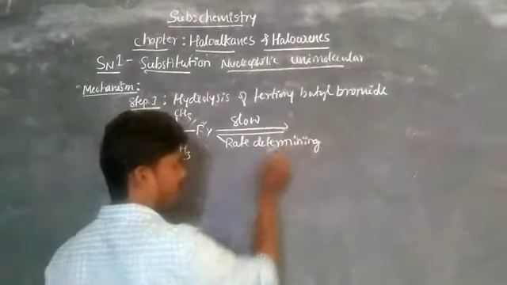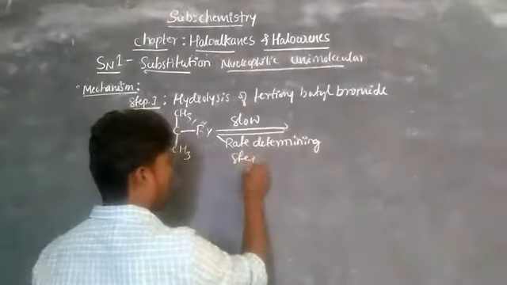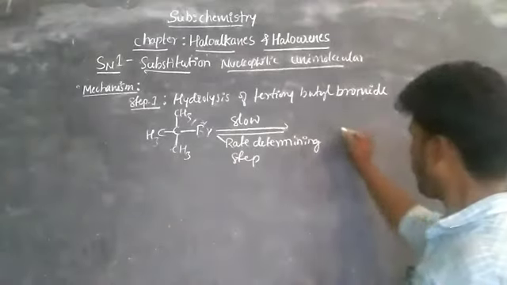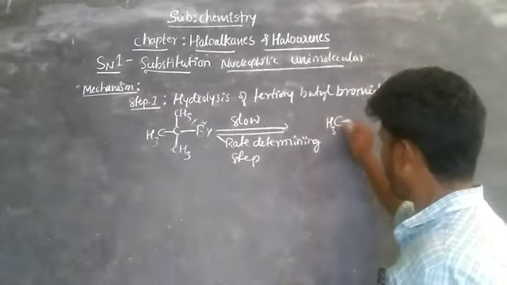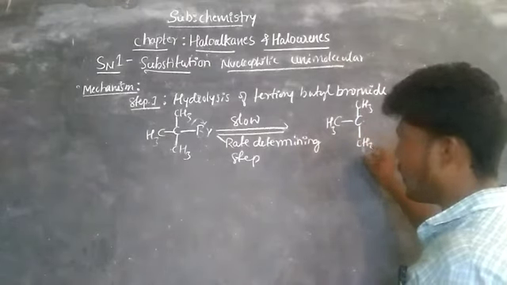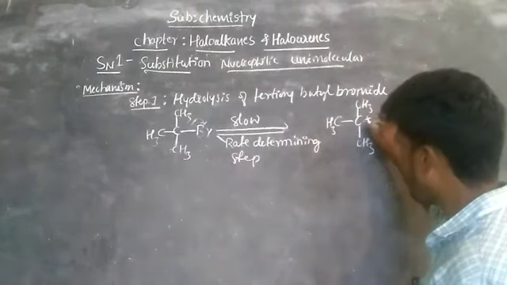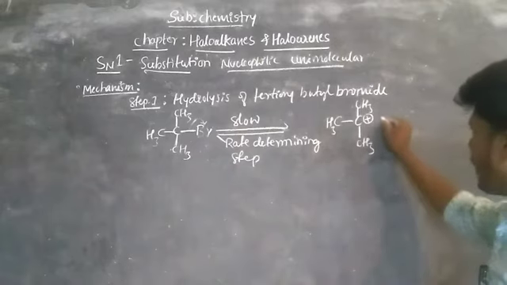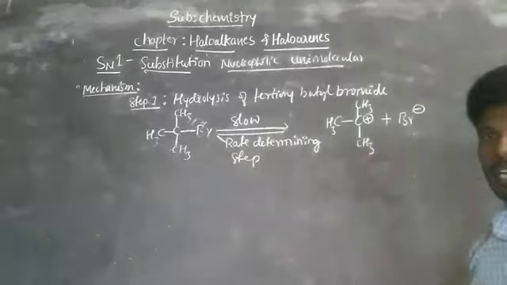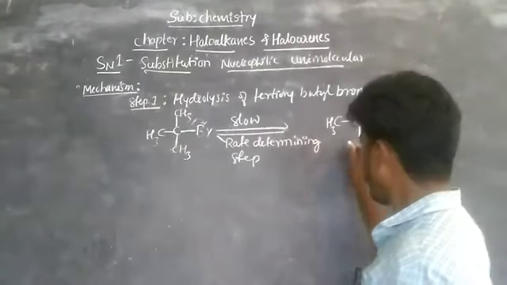Remember, the first step is the rate determining step. The rate of the reaction depends only on the first step. What you get? CH3, bond C, bond CH3, bond CH3. So after ionizing, here the carbon carries positive charge, plus Br minus, that is bromide carries negative charge. You get tertiary butyl carbocation.